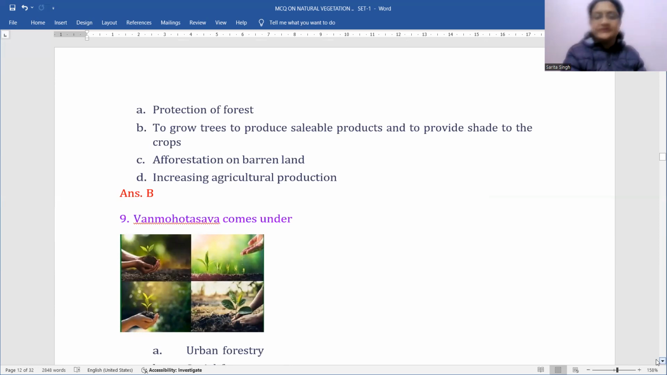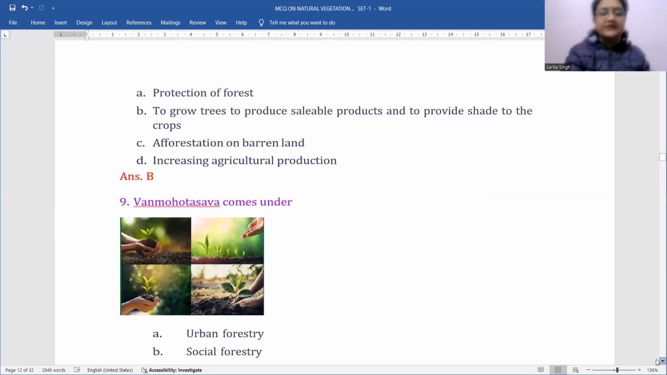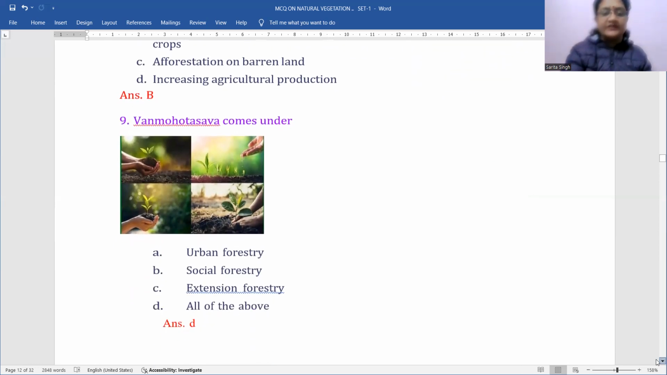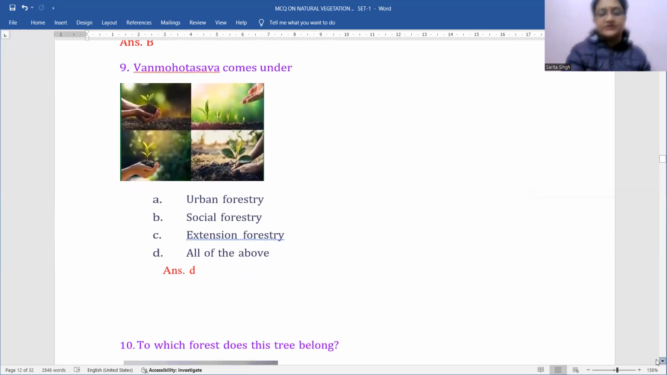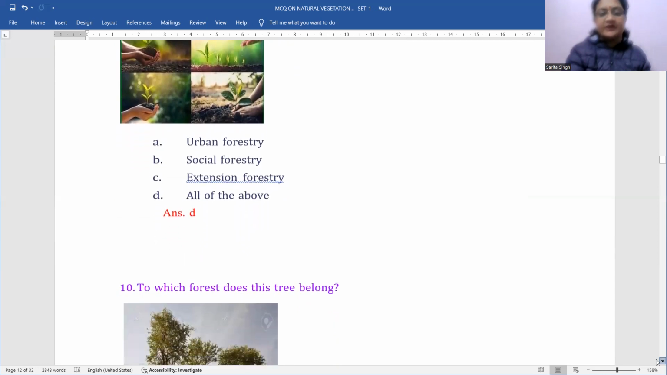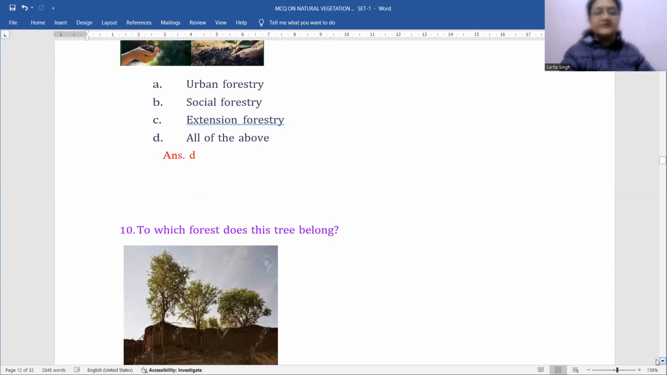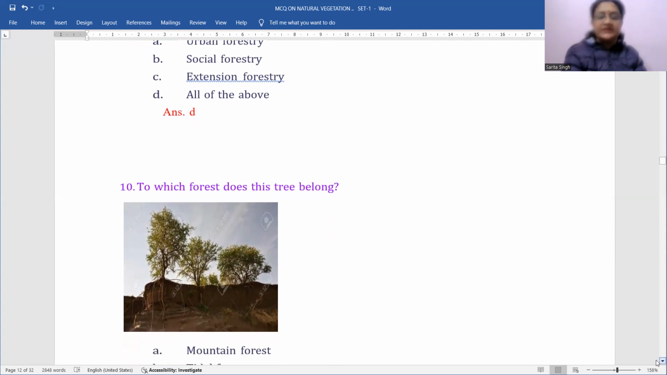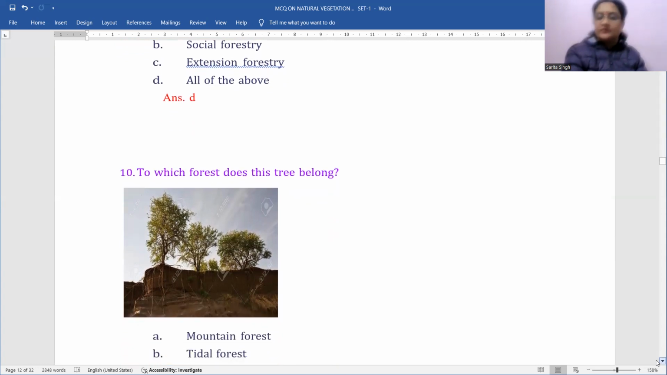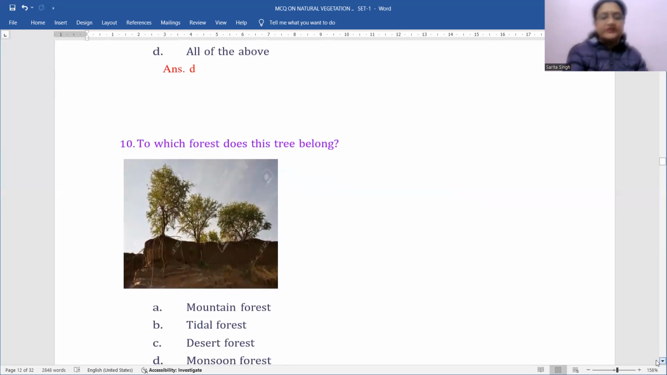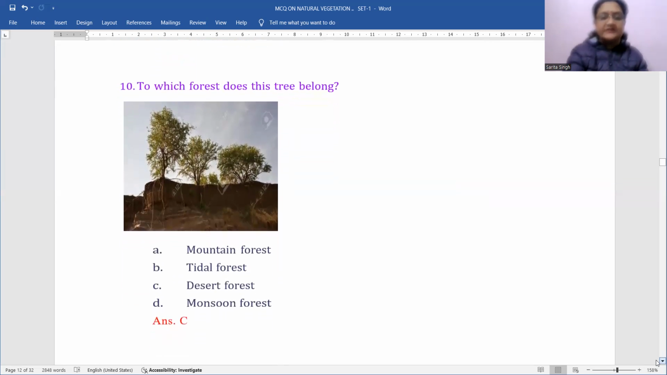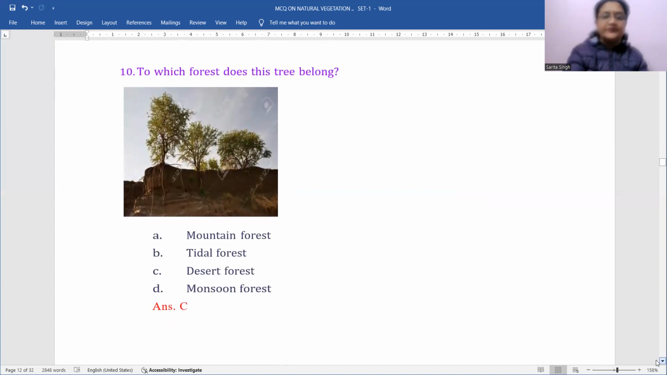Okay. Next question is, Van Mahotsav comes under, number 1 is urban forestry, number 2 social forestry, number 3 extension forestry, and number 4 is all of the above. So the answer will be all of the above, means all these are applicable, right? To which forest does this tree belong? To which type of forest? Mountain forest, tidal forest, desert forest, and monsoon forest. It is actually desert forest.